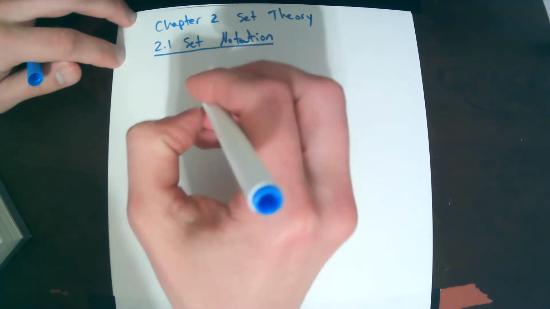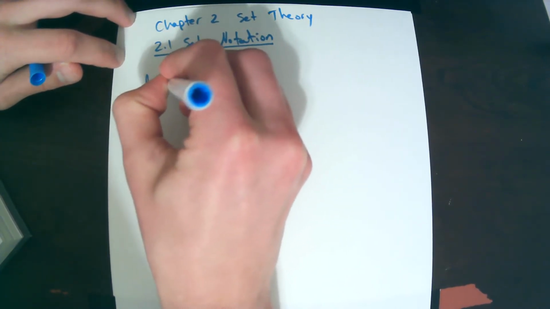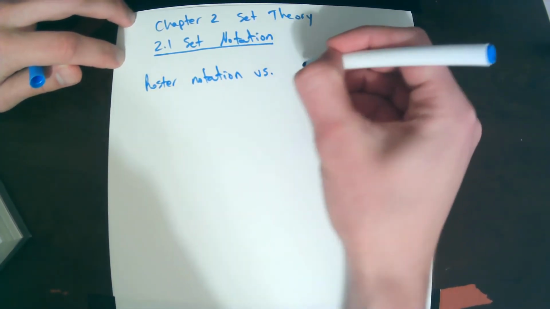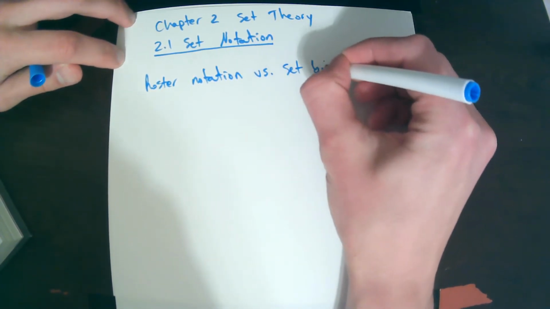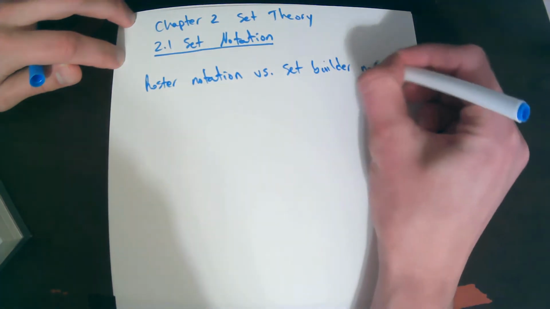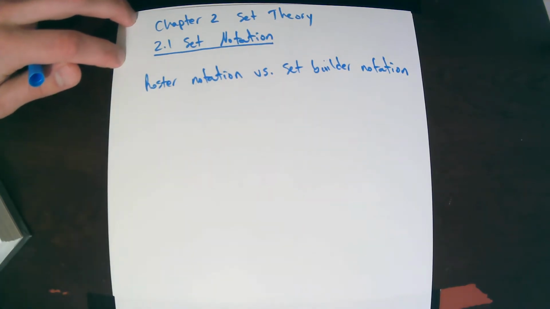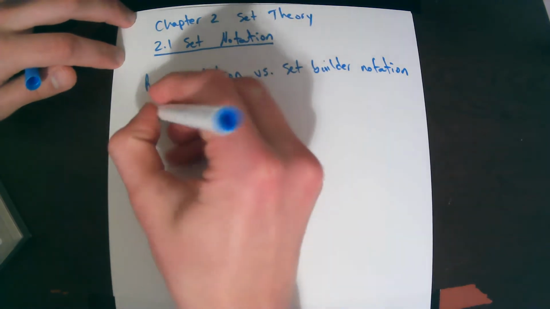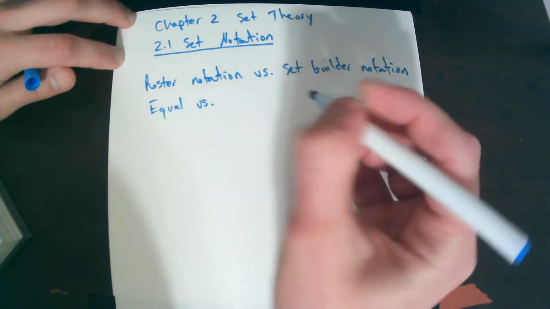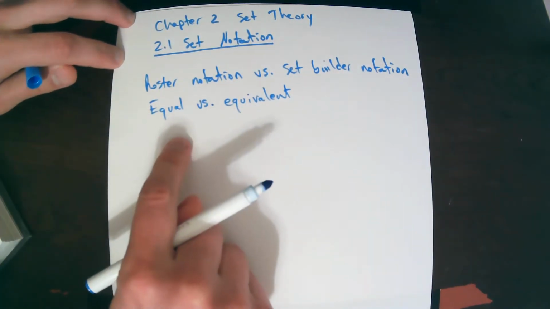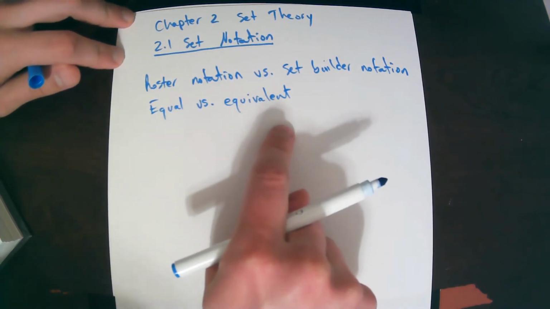Okay. So let's start off with a general overview about what this is going to be about. We're going to talk about a bunch of definitions. We're going to talk about roster notation of a set versus set builder notation. These are the big ideas here. Roster notation versus set builder notation. Equal versus equivalent. Those are two different things. Two sets can be equal. It's not the same thing as two sets being equivalent, necessarily.